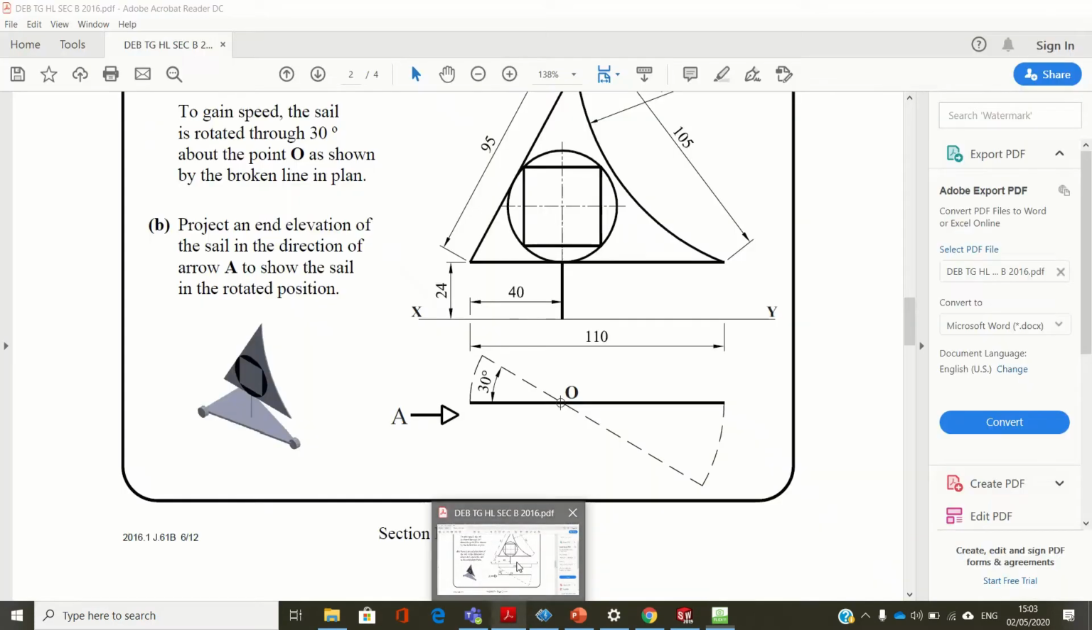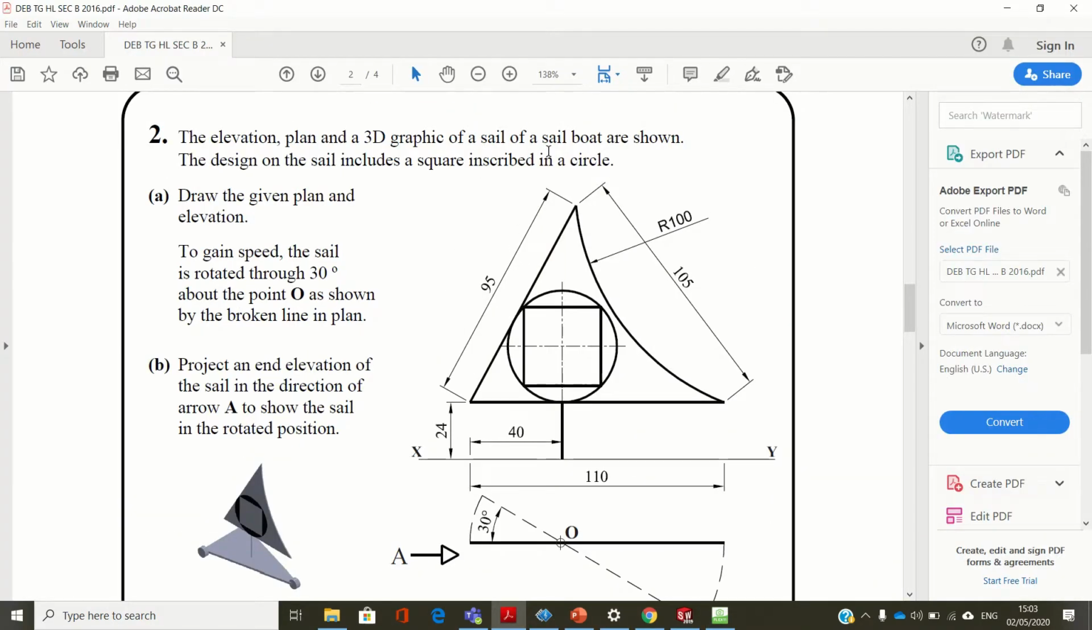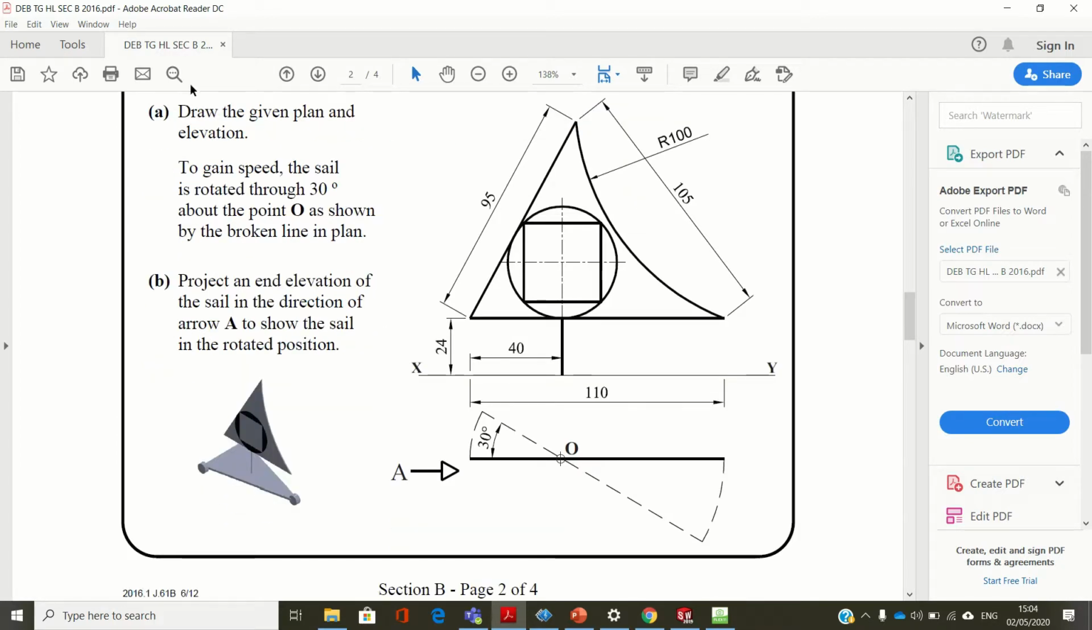So here's the question. We have the elevation, plan and 3D graphic of a sail and sailboat shown. The design on the sail includes a square inscribed in a circle, and the circle is tangential to two lines of the flag. To gain speed, the sail is rotated through 30 degrees about point O, as shown by the broken line in plan. So we have to draw the given elevation and plan.